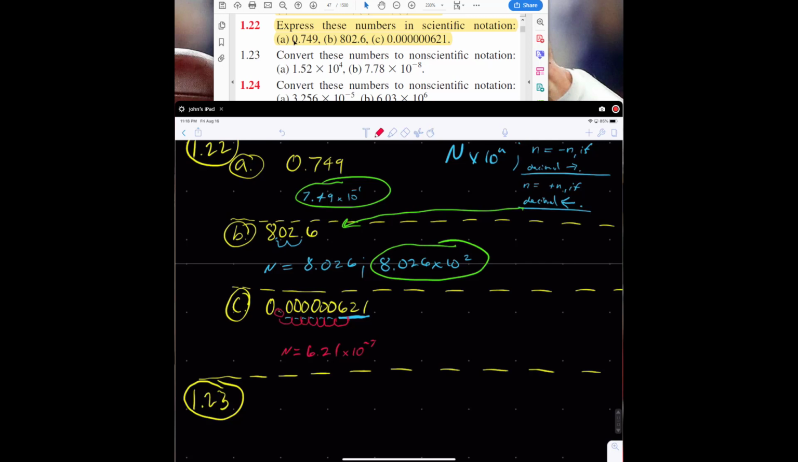So our answer, I'm just going to do it in green here, is 6.21 times 10 to the -7. And that's pretty much how we're converting.